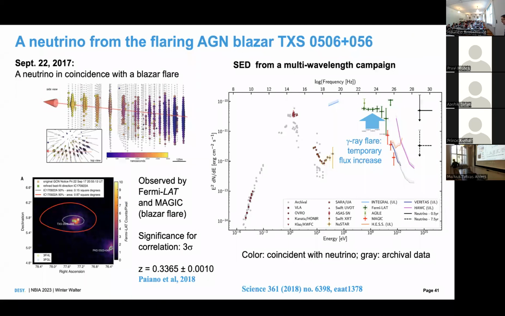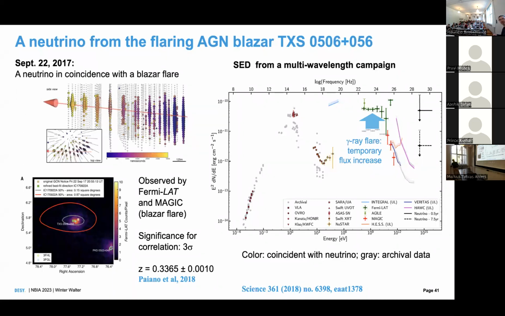So now let's go a little bit to observations. TXS 0506+056 is the most prominent example of that class. There on September 22nd, 2017, a neutrino was found, which was entering the detector like this here, where again blue is early in this case, and this yellow here is late. And you trigger the detector.